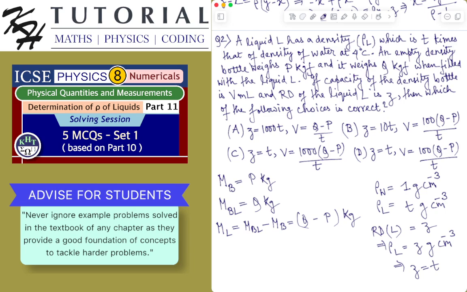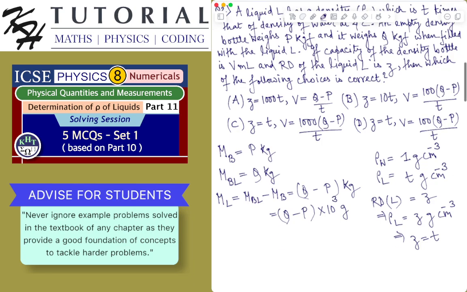The mass of the liquid is Q minus P kilogram. Let's convert the kilogram to gram. This will be Q minus P multiplied by 10 to the power 3 gram. So we know the mass of the liquid inside the density bottle is Q minus P multiplied by 10 to the power 3 gram. Also we know the density of the liquid is T gram per centimeter cube.